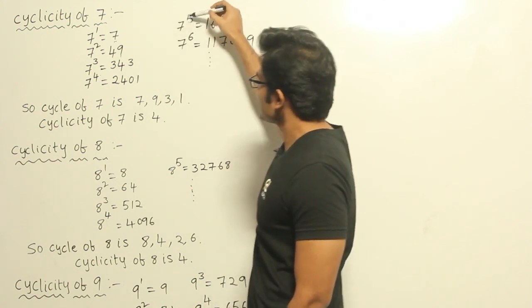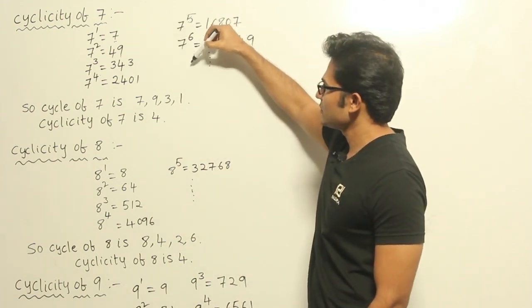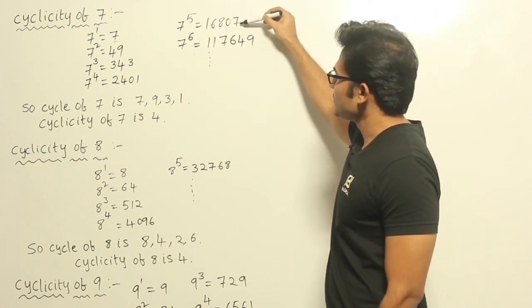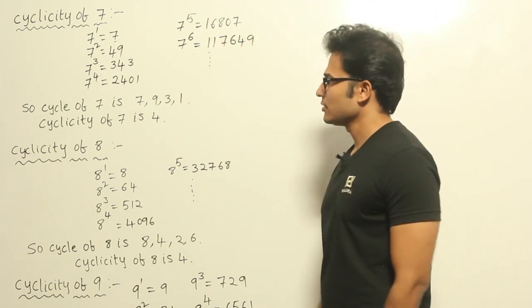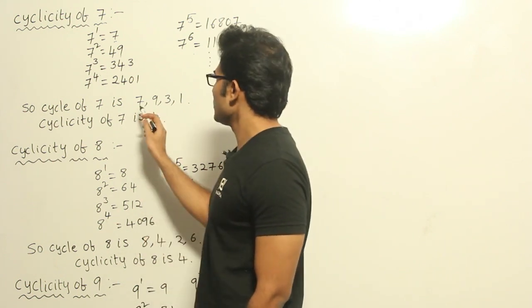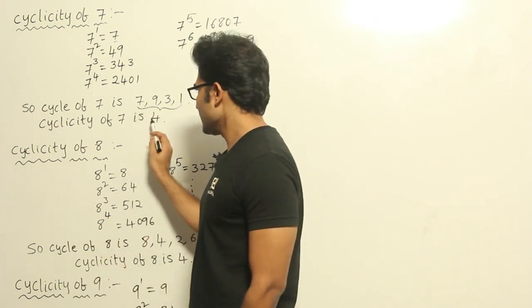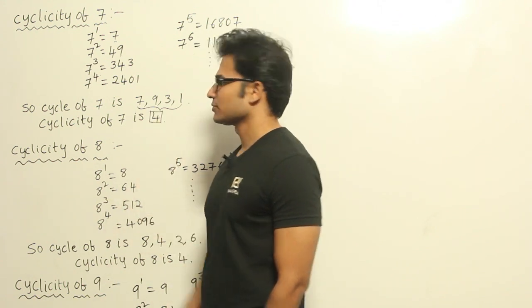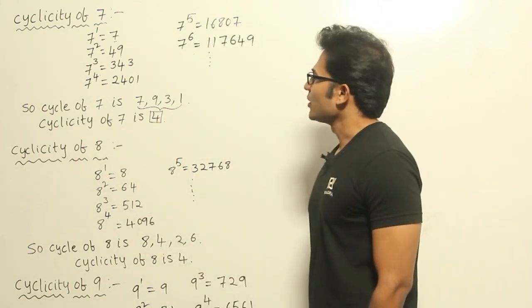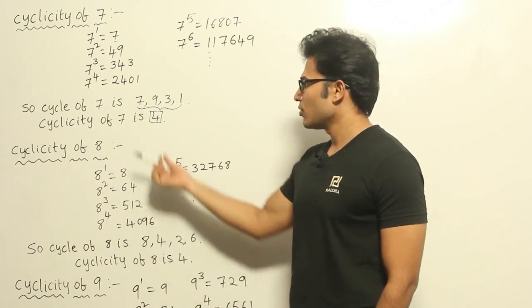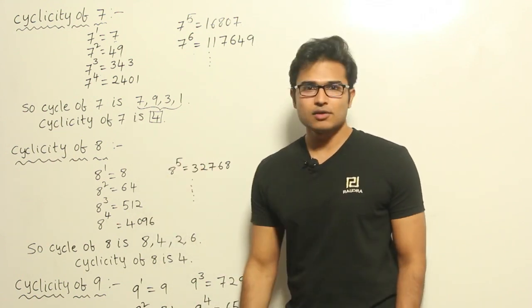And if I again write from 7 power 5, 7 power 6, 7 power 7, 7 power 8, again I get the same thing, 7, 9, 3, 1, right? Therefore, the cycle of 7 is going to be 7, 9, 3, 1, and so the cyclicity of 7 will be 4. Got it?